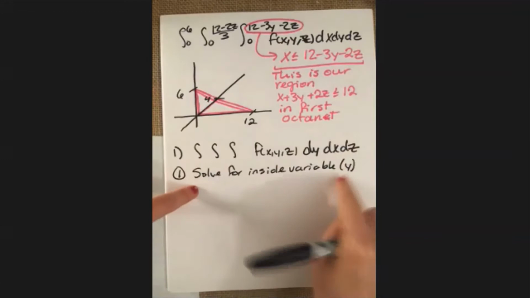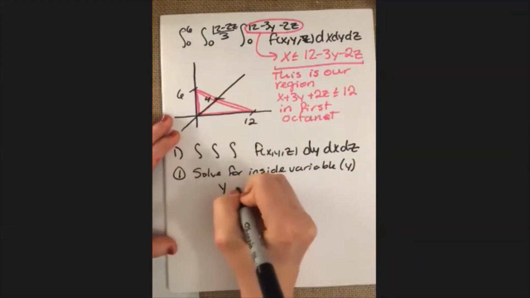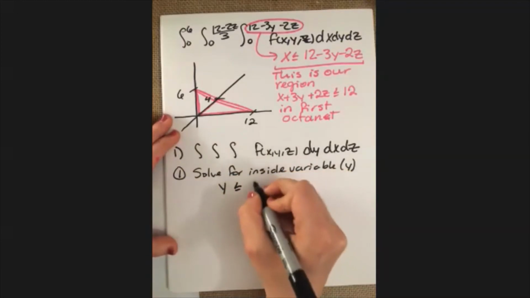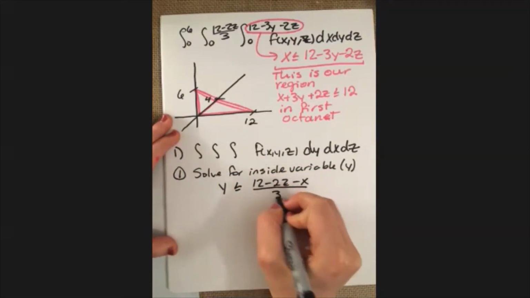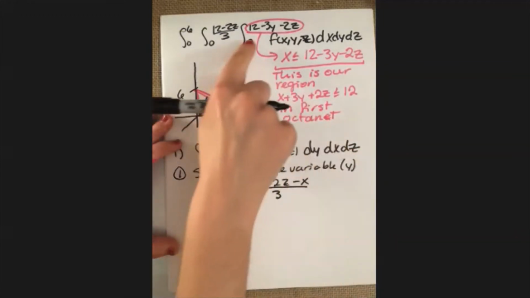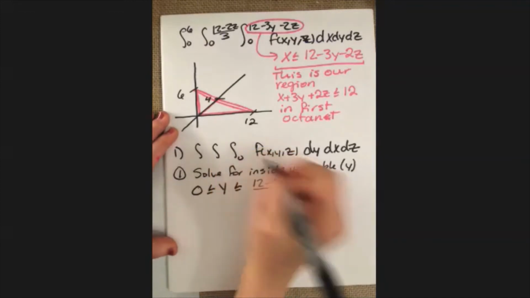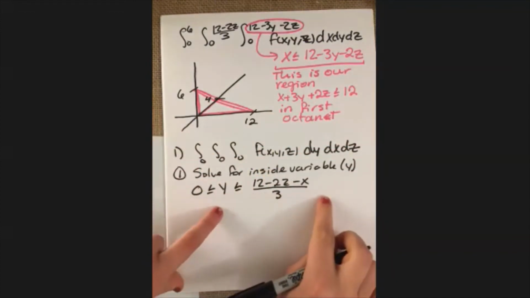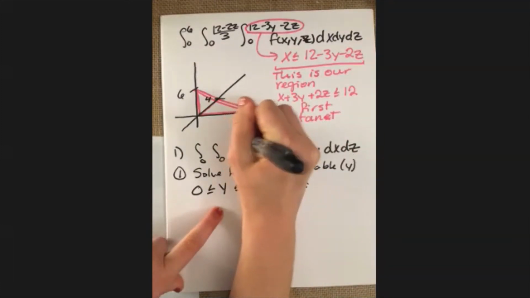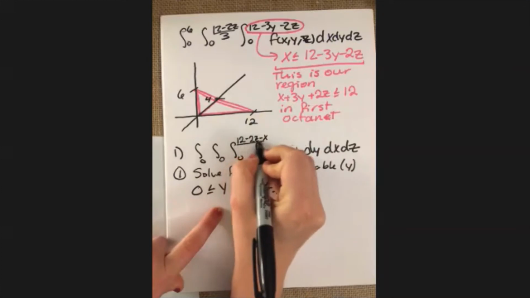And when I say solve for the inside variable, we're looking at this equation right here. I'm going to solve for y. And I get that y is less than or equal to (12 minus 2z minus x) divided by 3. And I already know that since I'm in my first octant, y is greater than or equal to 0. And in fact, I can fill in the zeros on all the other ones too. But this immediately gives me my upper bound on y: (12 minus 2z minus x) divided by 3.